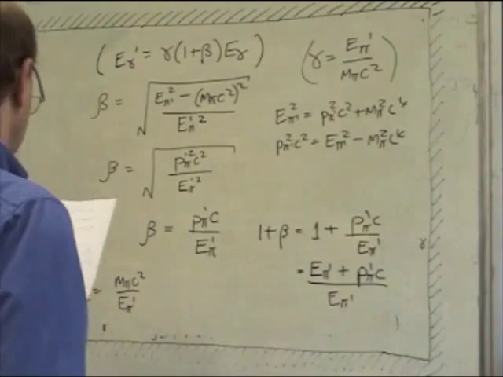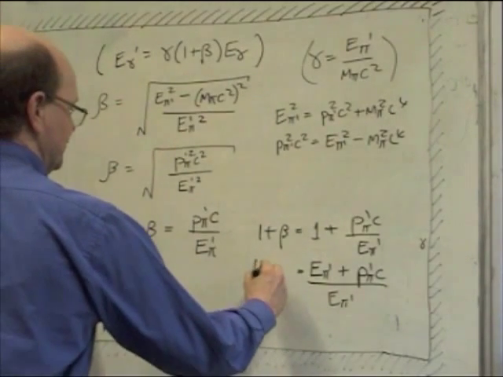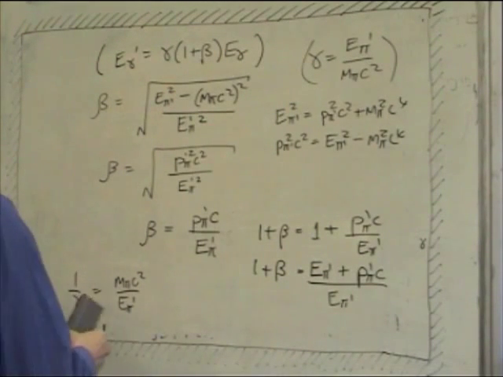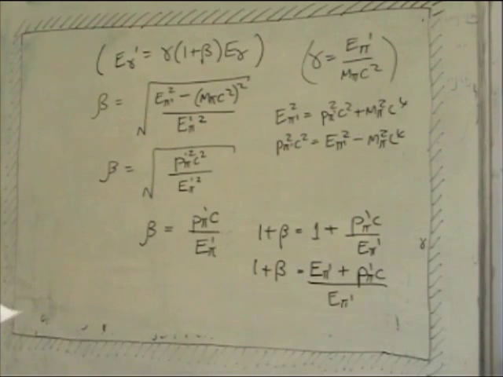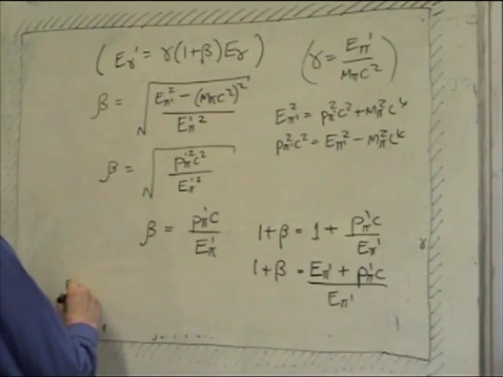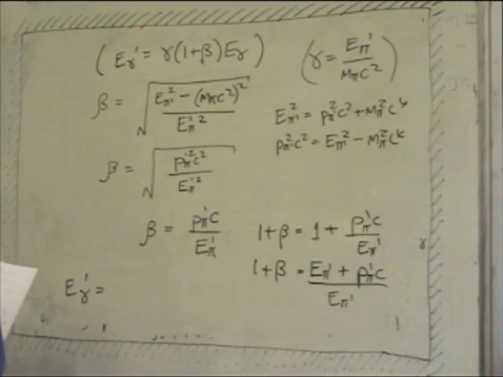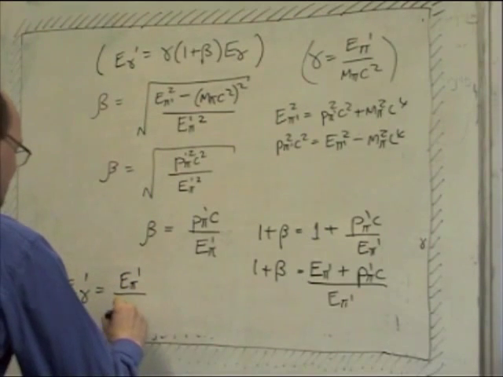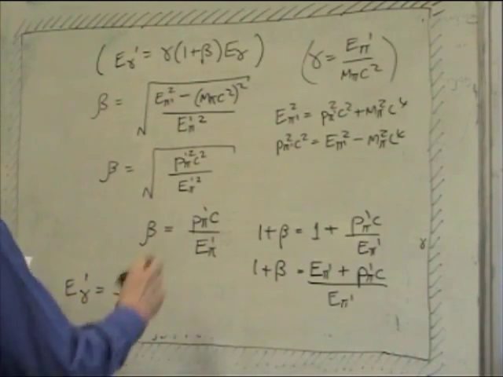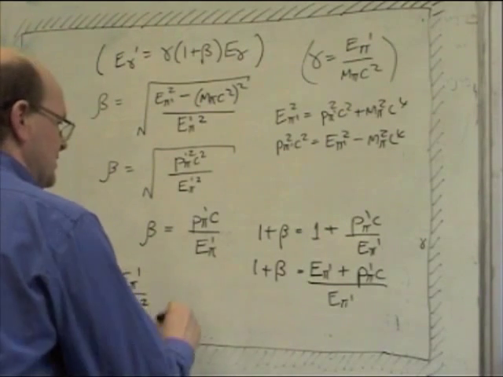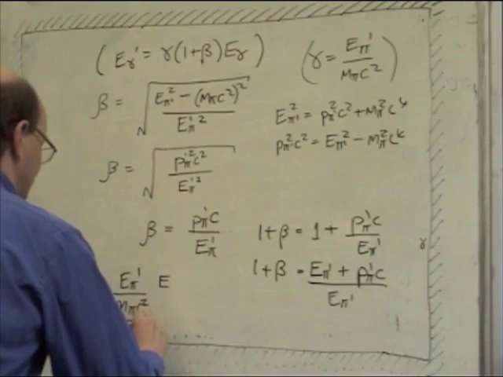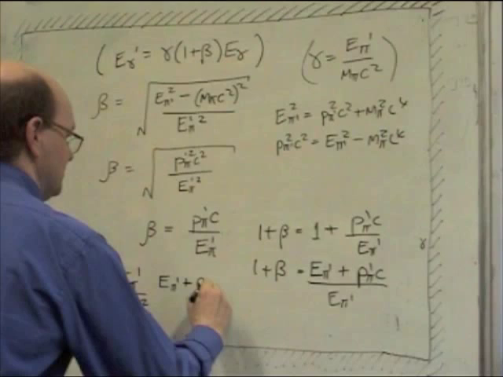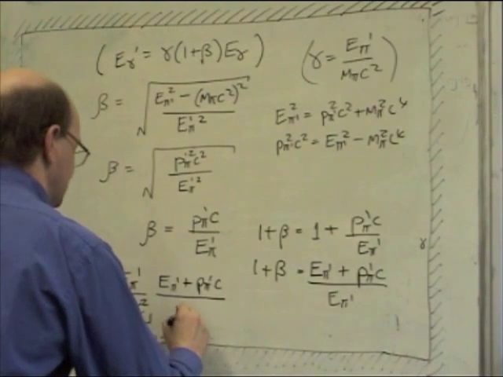And so now we substitute the 1 plus beta from this expression into the expression for E gamma primed. And so we end up with this expression. We have E gamma primed equals gamma. What's gamma? It's E pi primed over m pi c squared, and there's nothing there we don't know. 1 plus beta is equal to E pi primed plus p pi prime c all over E pi primed.